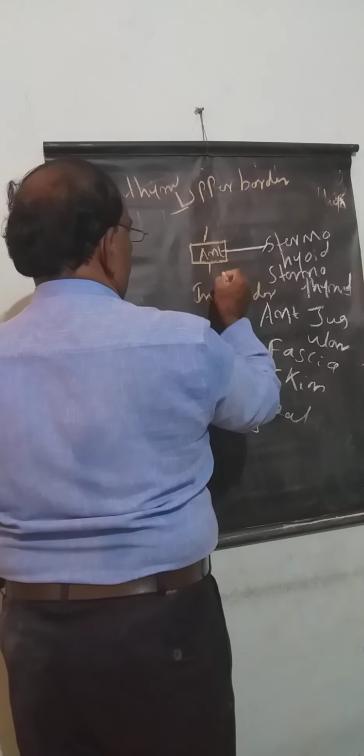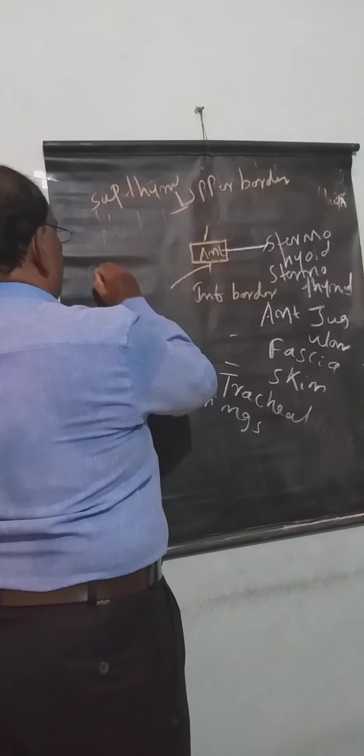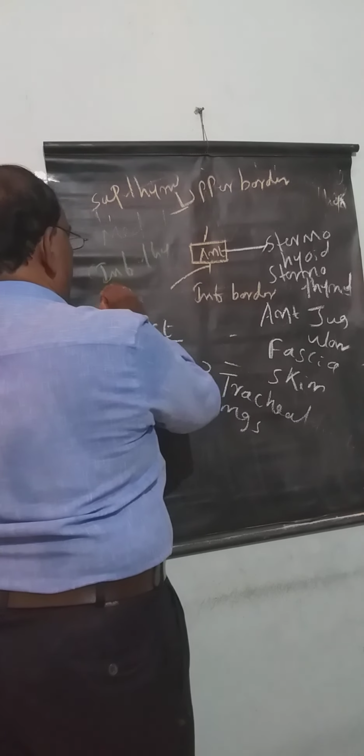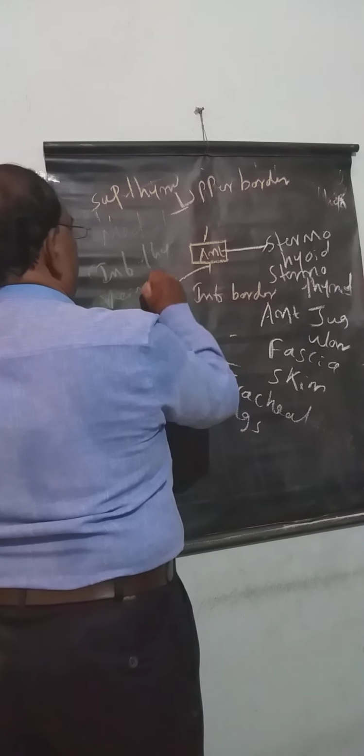Inferior border. It is the inferior border from which the inferior thyroid vein leaves the gland.